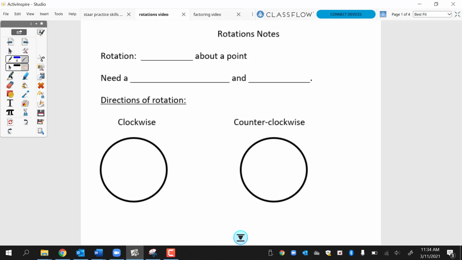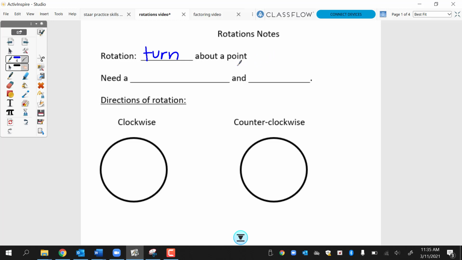Okay, so we have done translations where we just move a shape. We have done reflections where we flip the shape. And now we're going to do rotations, which is when you turn a shape about a specific point. We always turn the shape around 0, 0 on the graph.